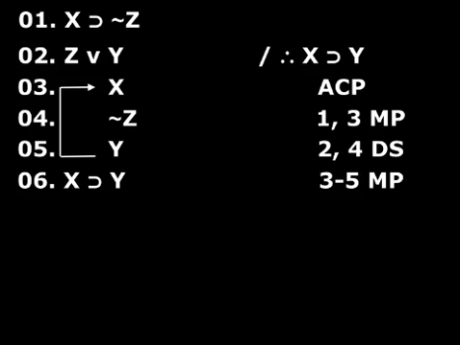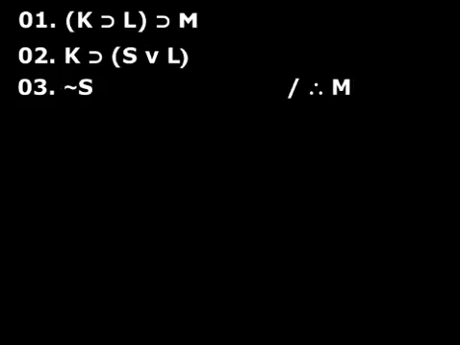Okay, let's see another example. Now this is going to be an example where the conditional I'm going to derive is not the conclusion. It's just something I need to get the conclusion. In particular, I'm looking at this and I'm saying, gosh, the conclusion is M. How can I get M?